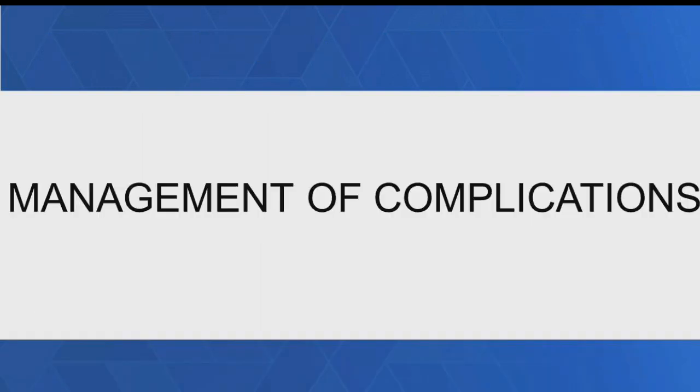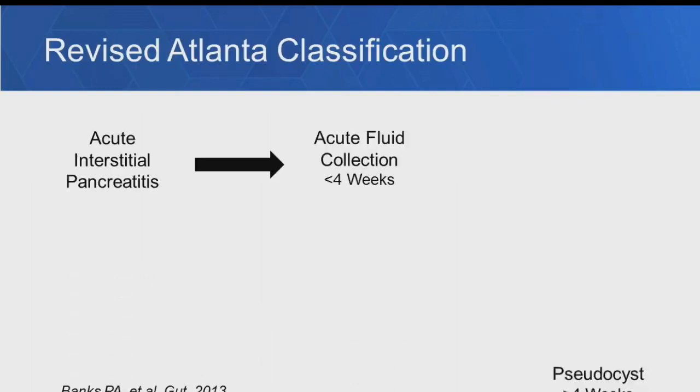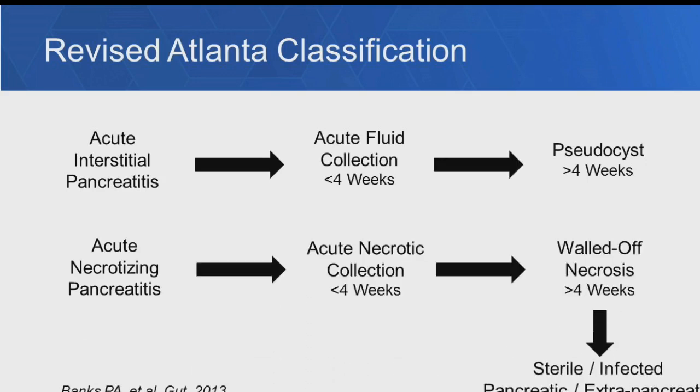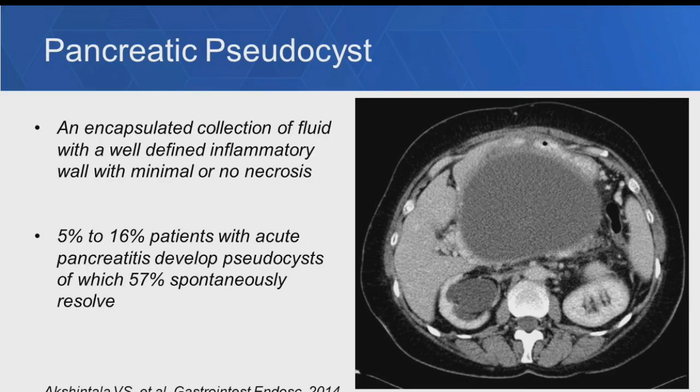Now with the management of complications. So Dr. Lee and other groups have shown this revised Atlanta classification, which showed that acute interstitial pancreatitis can result in acute fluid collections, which in 4 to 6 weeks can develop pseudocysts, and acute necrotizing pancreatitis can result in walled-off necrosis. So this can be sterile or infected. This can be pancreatic or extrapancreatic or both. And the management is different for each of those.